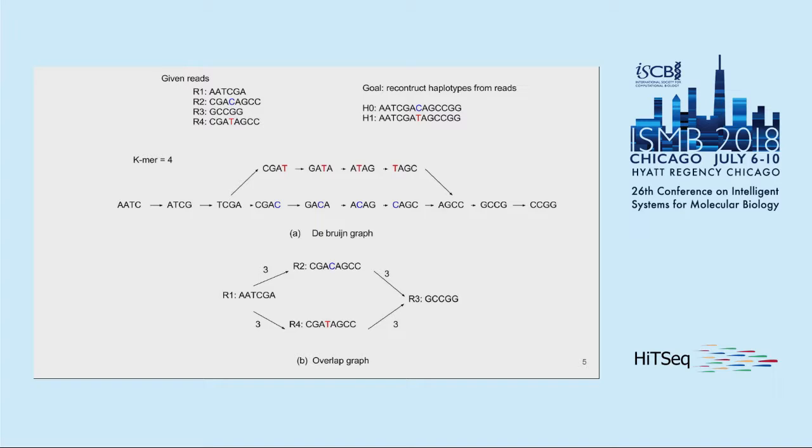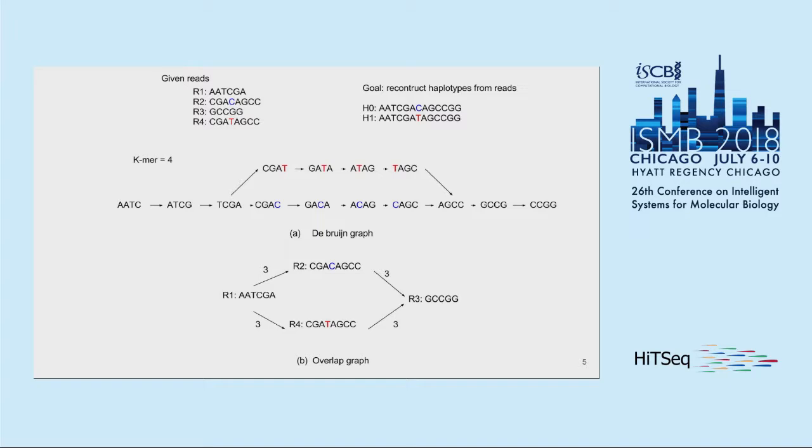Given these reads, you break the reads into words of fixed length, for example 4 here, and each word is a node. The connections are based on the overlaps between the node sequences, and this is a de Bruijn graph. The next one is the overlap graph, where you take the whole read as a node, and connections are based on the overlaps between the node sequences. So these are the two types of assembly graphs.